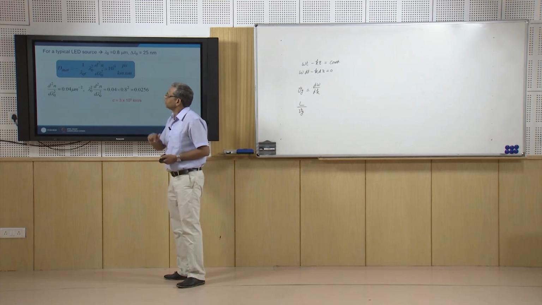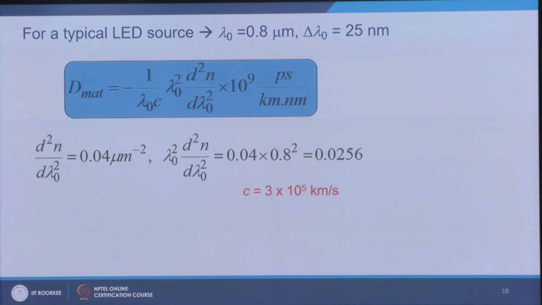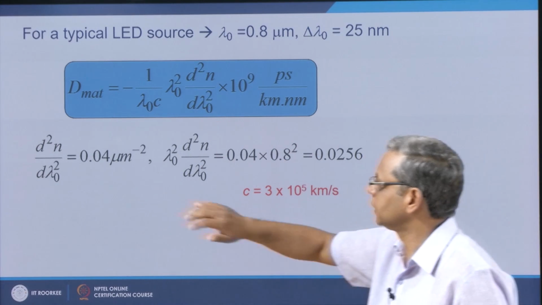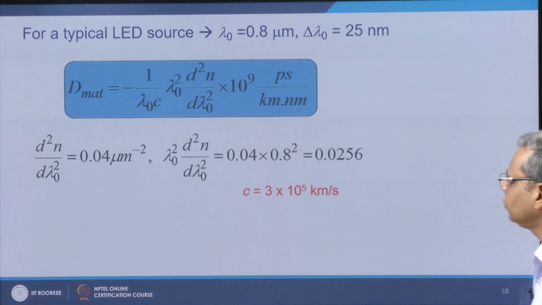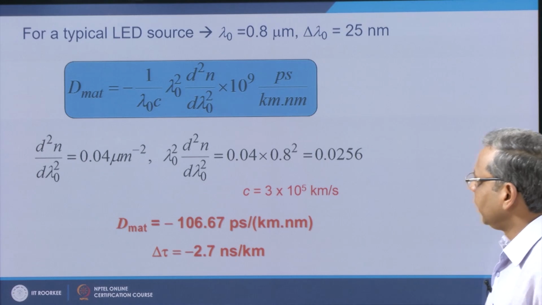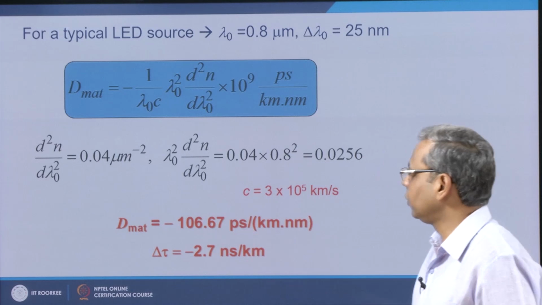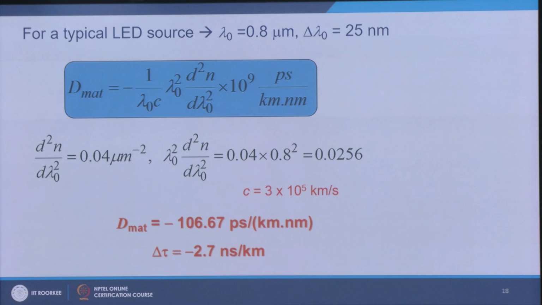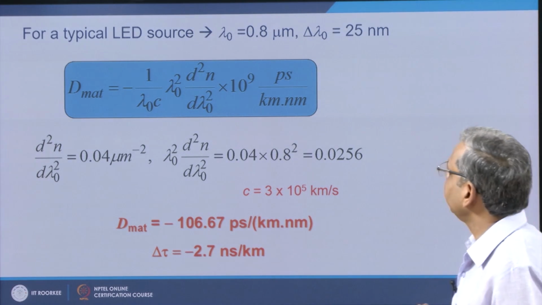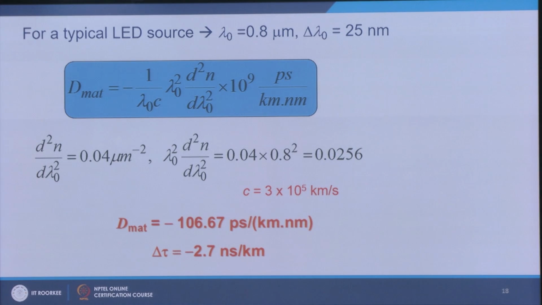Now, let me work out some numbers for a typical LED source. If I take lambda naught 0.8 micrometer, delta lambda naught 25 nanometer, and from here if I find out dmat, I have already seen that d2n over d lambda naught square is 0.04 micrometer to the power minus 2. So, if I put these numbers here, I find that the material dispersion coefficient at this wavelength comes out to be about 106 picoseconds per kilometer nanometer. Corresponding broadening will come out to be minus 2.7 nanoseconds per kilometer.